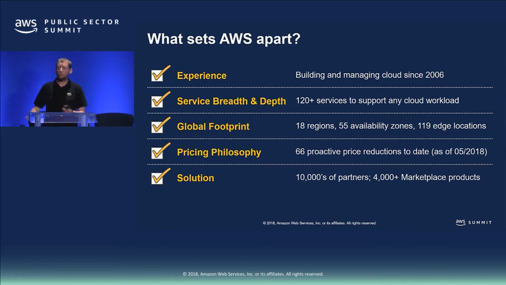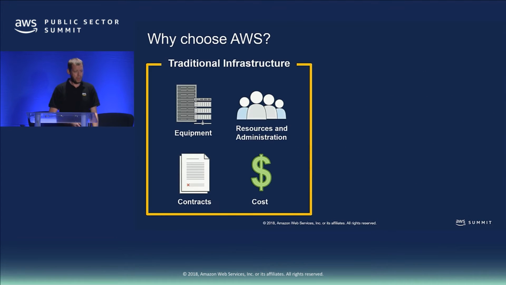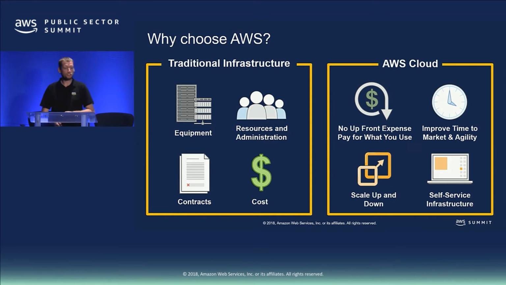And lastly, when you're looking at building solutions, it's not just the capabilities that AWS have. We've got tens of thousands of partners, lots of products in the marketplace that help you deploy services quickly and easily. So why? Again, if I look at where people have come from, particularly from public sector organizations, traditional infrastructure, you have to buy equipment. You have to manage it. You have to own it. You have to insure it. You have to deploy it, support it. Typically, that involves contracts. That involves procurement, involves testing, involves a lot of cost.